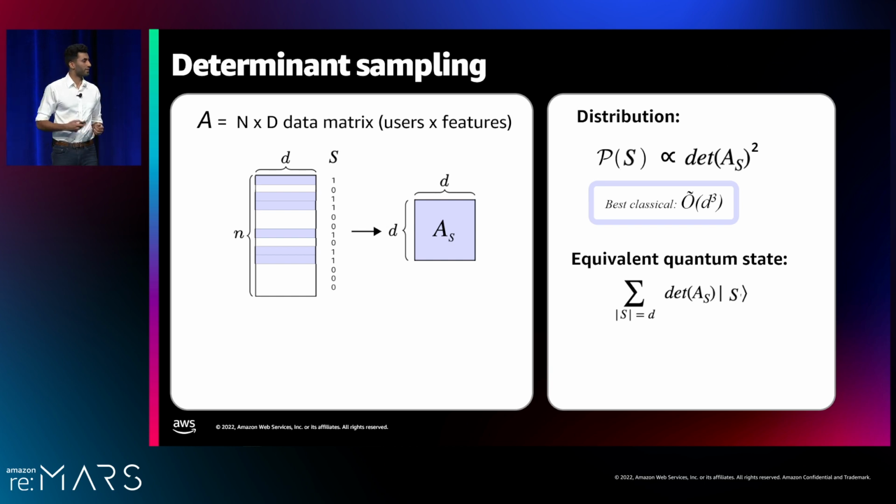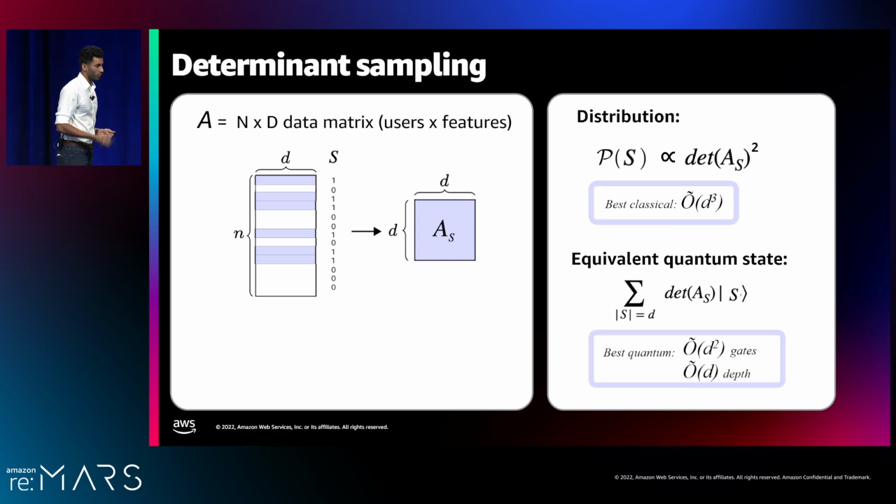And our research team has recently showed that you can do this in d-squared gates and d-depth. So d squared is the real comparison between d cubed and d squared. That's the real comparison. D depth just shows us that we can run this on near-term quantum computers because the circuits don't build up noise as much.